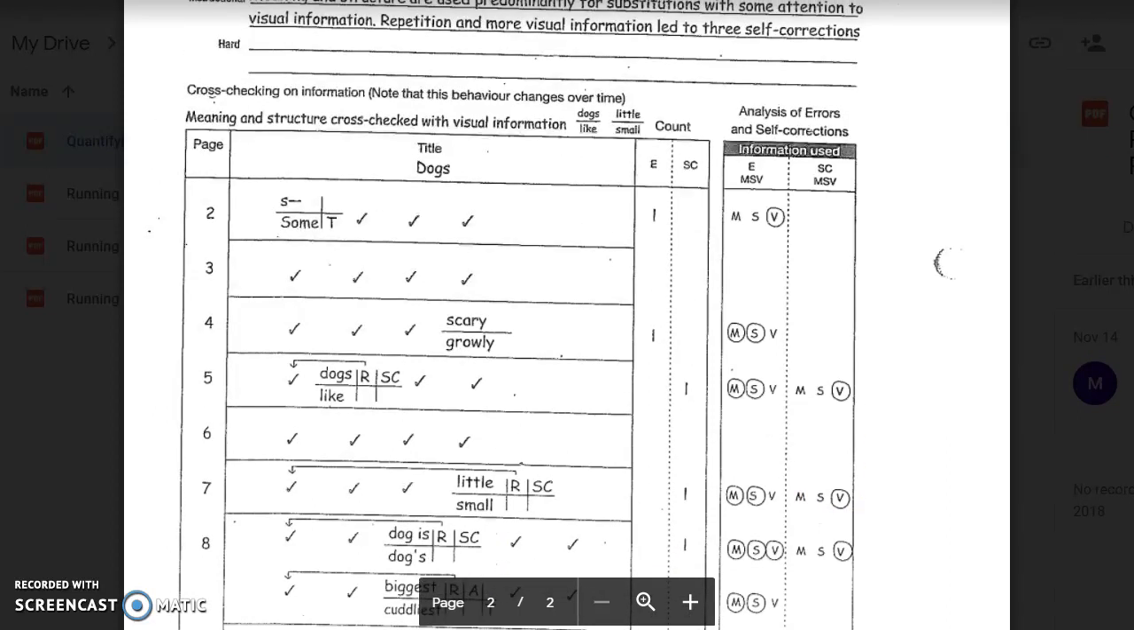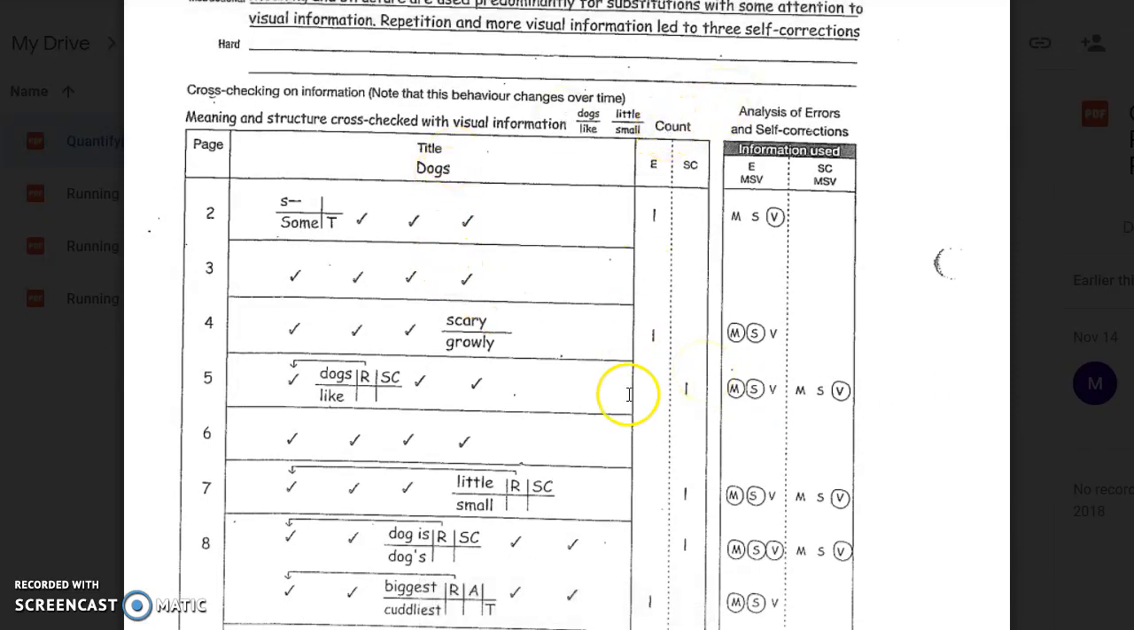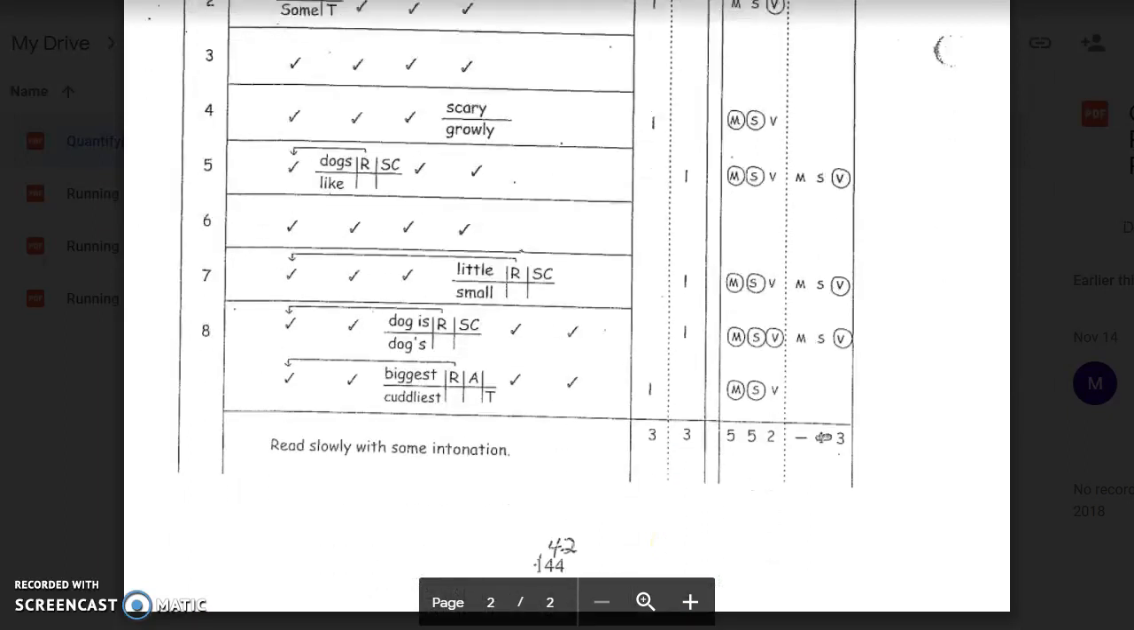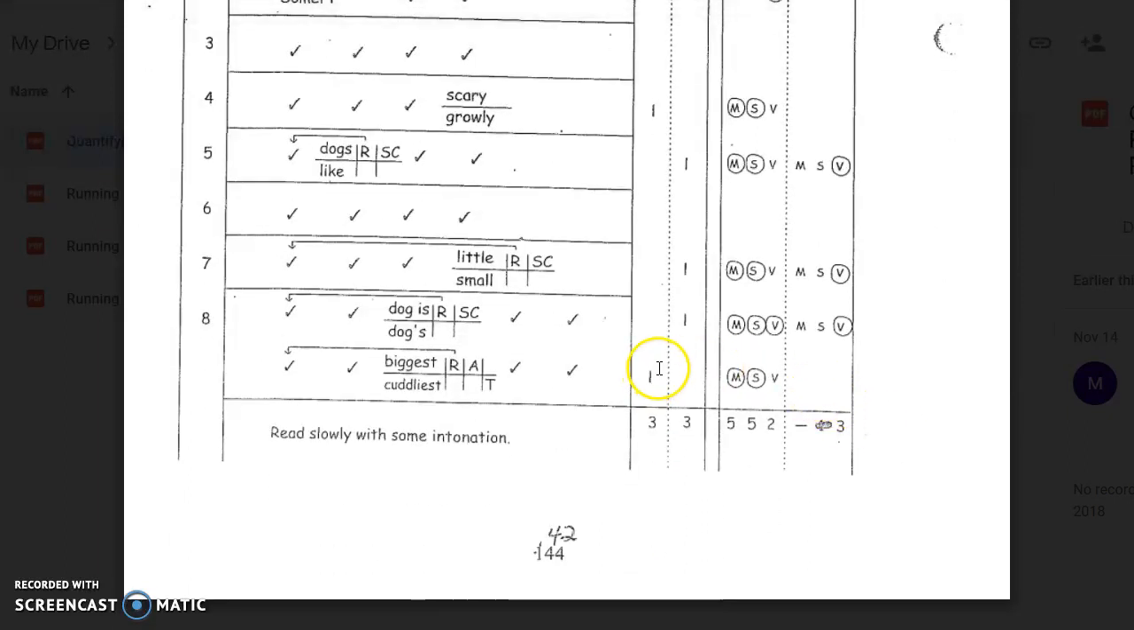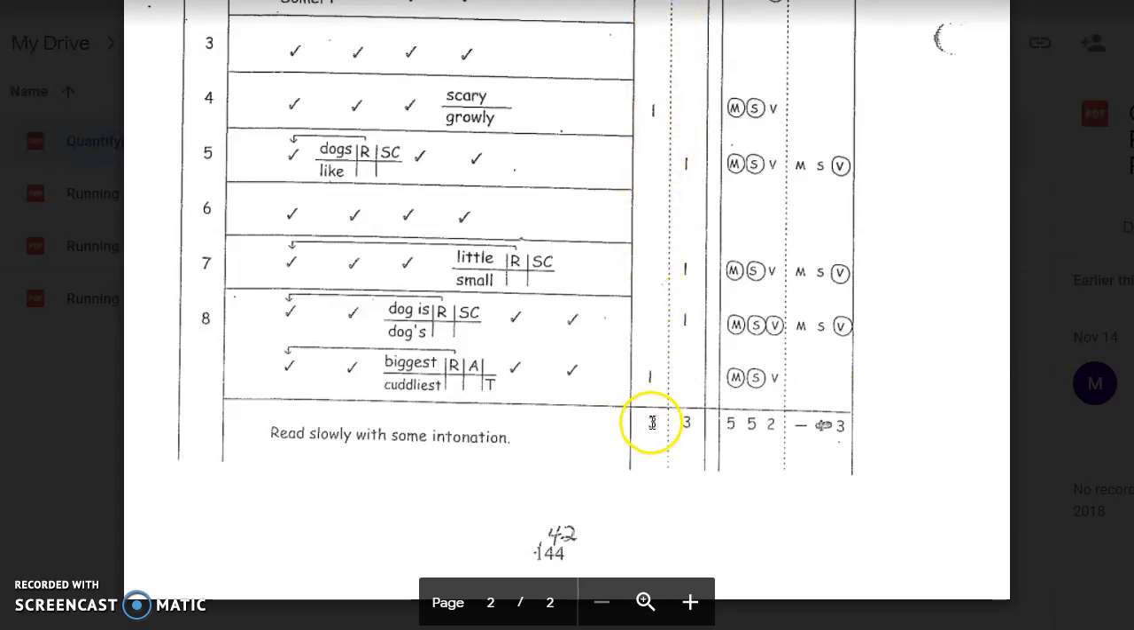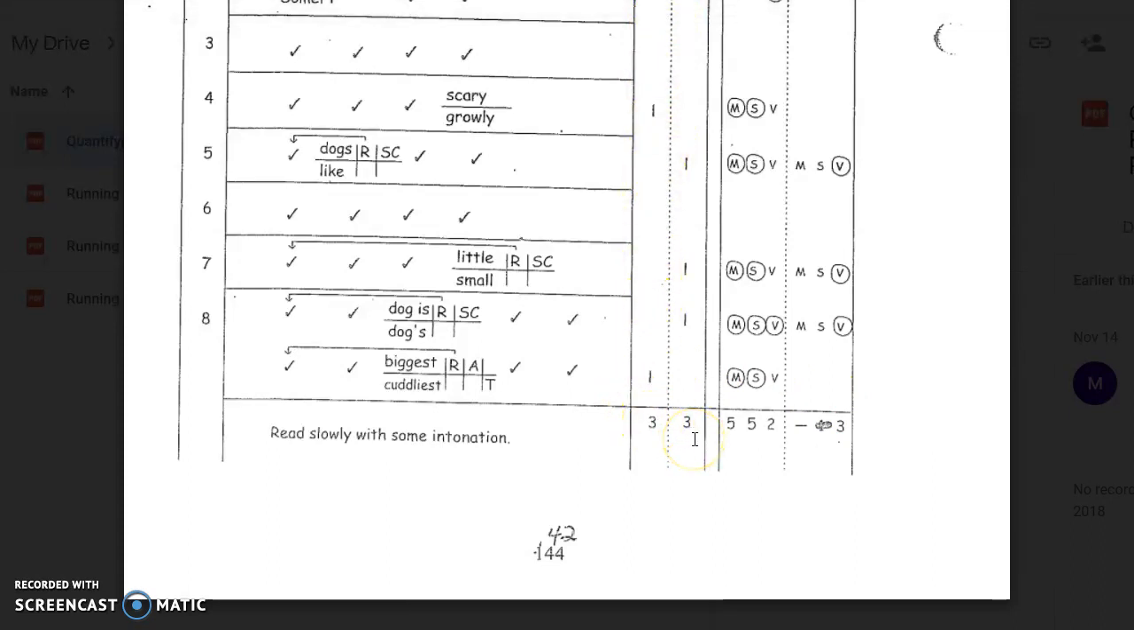After you have marked all of the miscues, or errors, you go to the count column and you count errors and self-corrections. This first one is an error because he was told, so you mark it as an error. If you have multiple errors, you would just write the total number in that line. Scary for growly is an error. Dogs for like is a self-correction. Little for small is a self-correction, as is dog is for dogs, and biggest for cuddliest is an error. You then add up the columns and put the totals at the bottom.